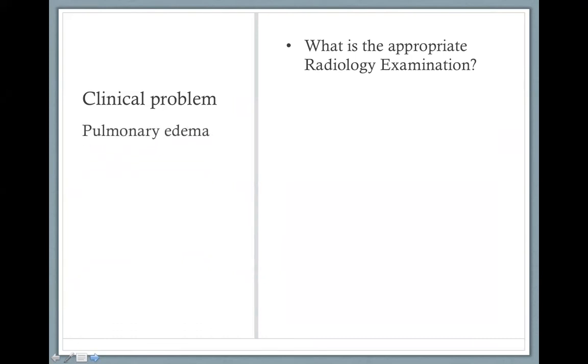Okay, somebody who comes in, he is known to have coronary artery disease and then presents with acute shortness of breath to the emergency room. What would you do?